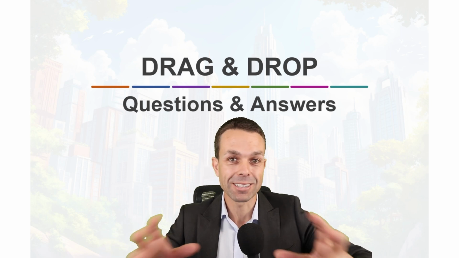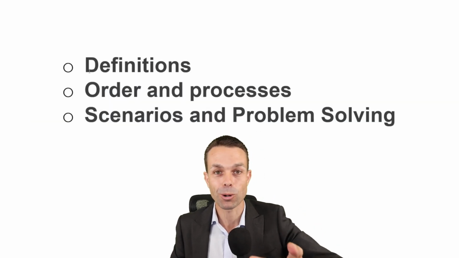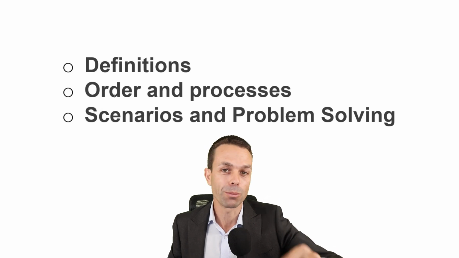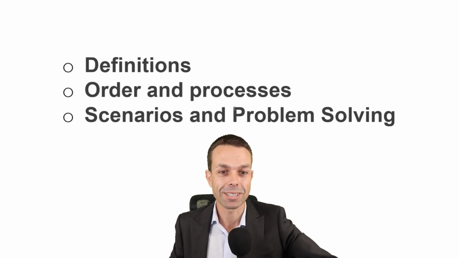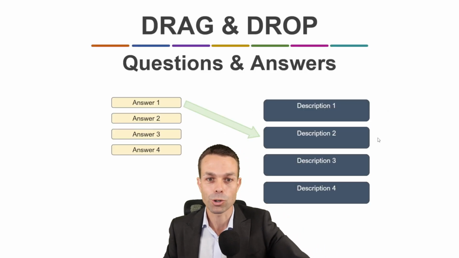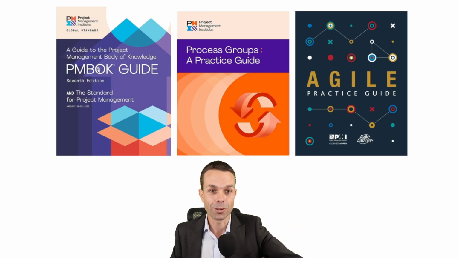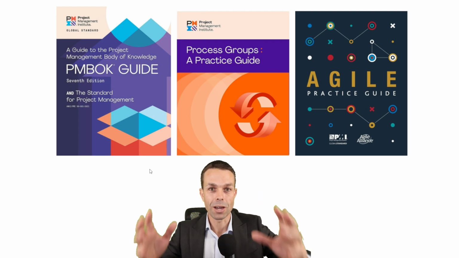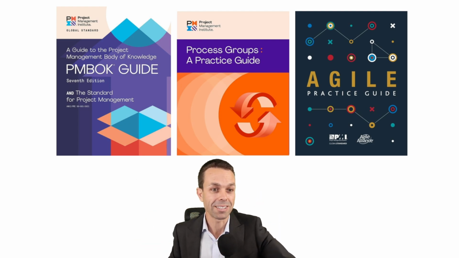And all of these things that we're learning, the project definitions, the order and the process of our project processes, scenarios and problem solving and how to mitigate issues in our project. Just such a great way to do drag and drop questions. And they've all come, as you've known, from the PMBOK Guide 7th edition, Process Groups Practice Guide and the Agile Practice Guide. So we're getting a really wide range of project definitions and scenarios.